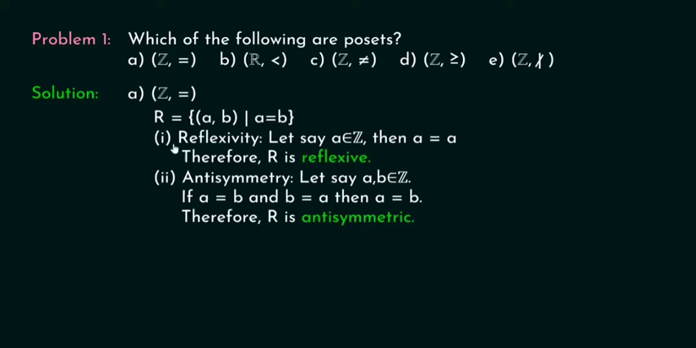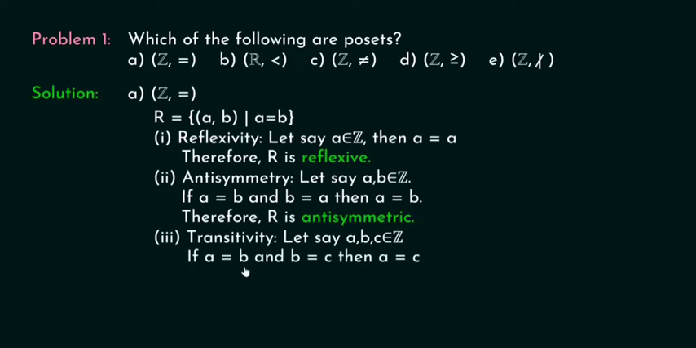Now let's identify whether this relation is transitive or not. Let's say a, b and c, these three are arbitrary integers. If a is equal to b and b is equal to c, then a must be equal to c. This is always true, right? If a is equal to b and b is further equal to c, then a must be equal to c. Therefore, R is transitive. All three properties are satisfied. Therefore, R is a partial order and (Z, =) is a poset, right?